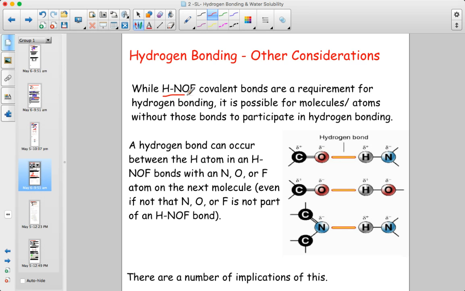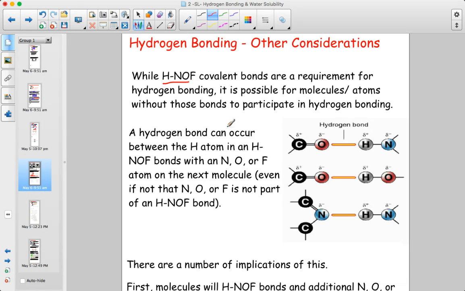While H to N, H to O, and H to F bonds, so I usually say instead of "you have to have enough," I say you have to have H-nuff to hydrogen bond. So you have to have H to N, H to O, or H to F somewhere. Those covalent bonds need to occur for the hydrogen bonding to occur. But you actually can have hydrogen bonds happen with molecules that don't have those bonds.